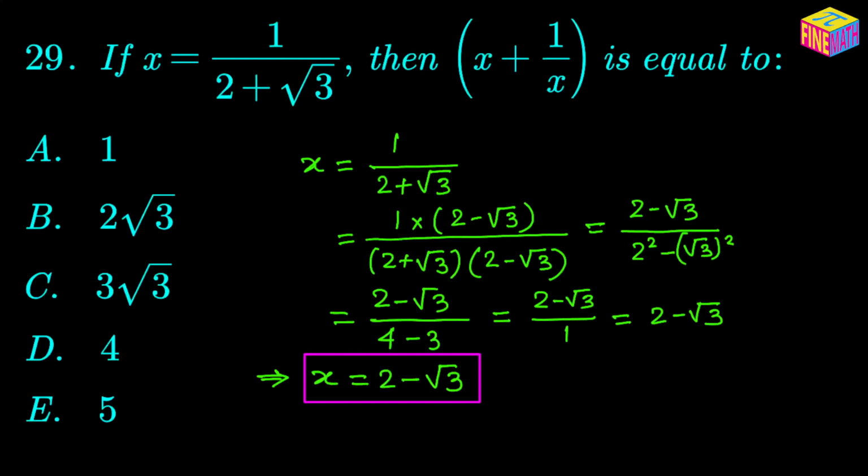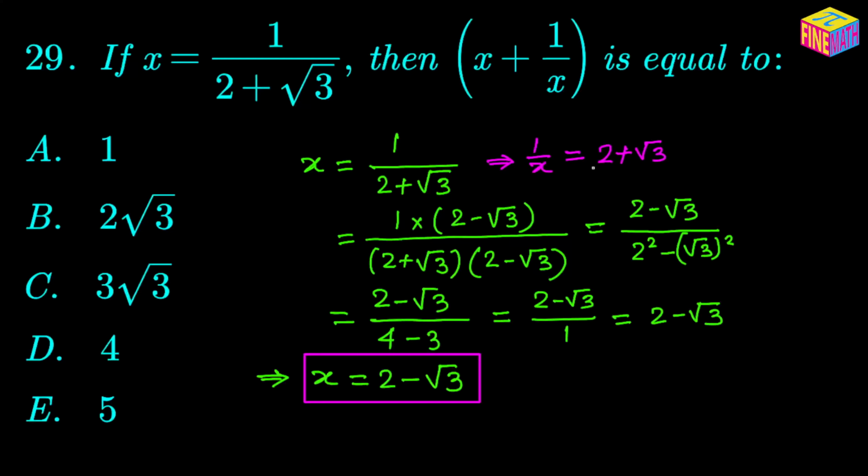Well, that we can do directly from here. If x is this, then 1 over x would be the reciprocal of this quantity, which will be 2 plus square root of 3. This fraction will just flip. It will become 2 plus square root of 3 over 1, and I have not written that divided by 1. So 1 over x, or the reciprocal of x, is essentially 2 plus square root of 3.